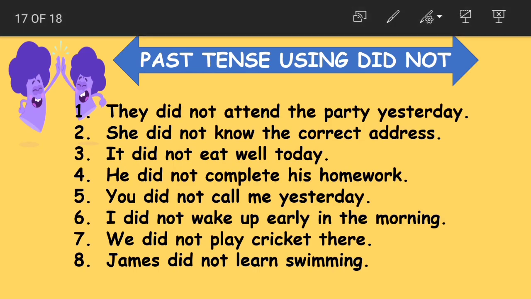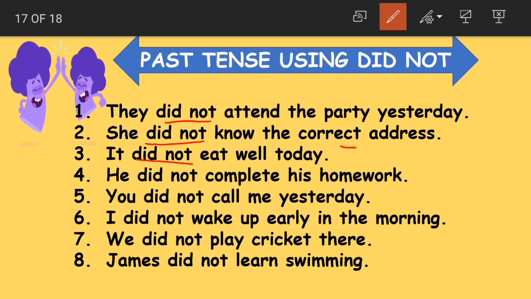Now, past tense using did not. Okay, so it is the same past tense, but here instead of did we are using did not according to the sentence. They did not attend the party yesterday. So yesterday there was a party and they did not attend. She did not know the correct address. It did not eat well today. Even though we are talking about today, if it already happened in the morning or in the afternoon and we are talking about this in the late evening or night, you can use did.